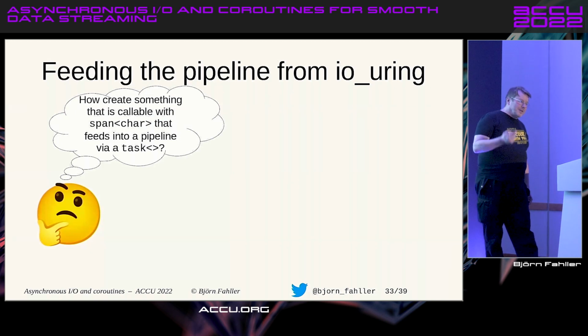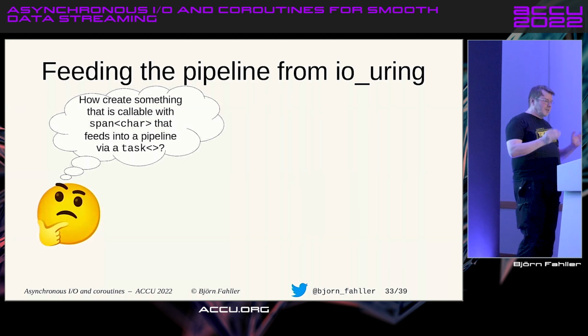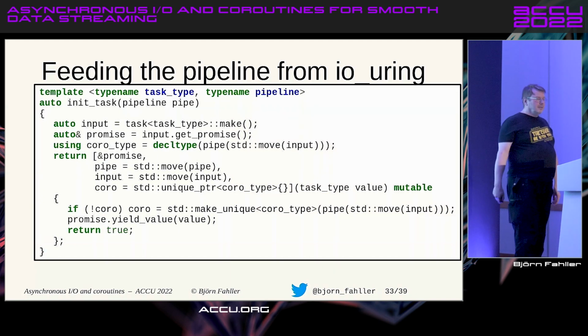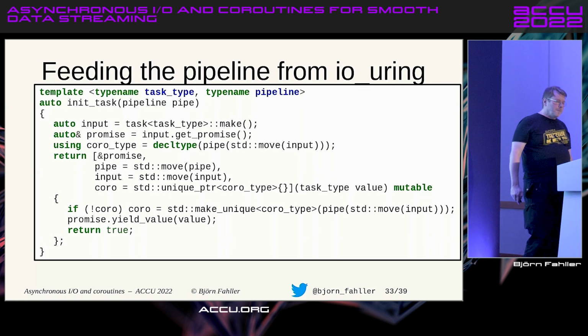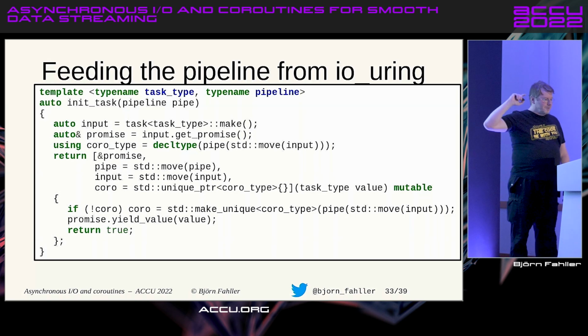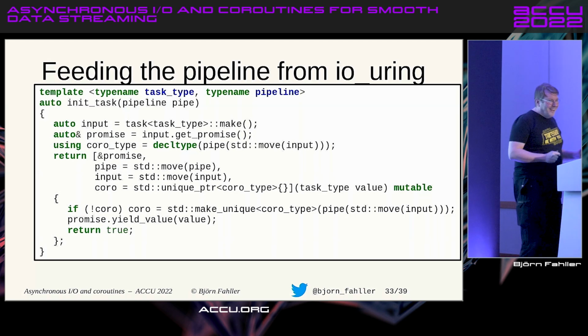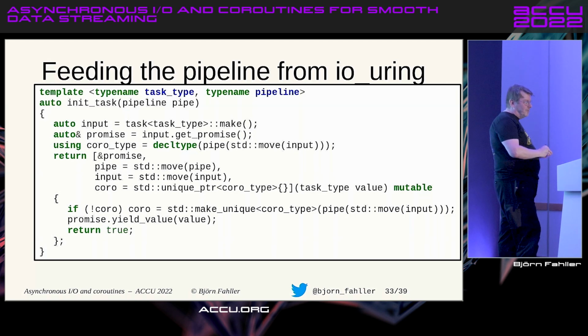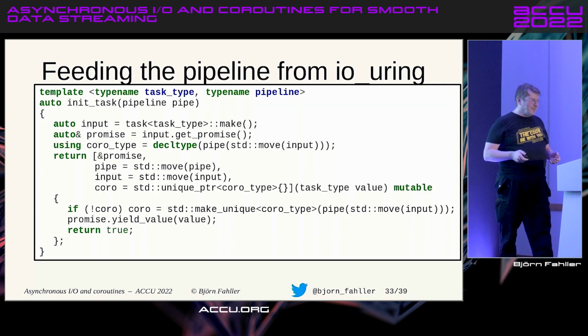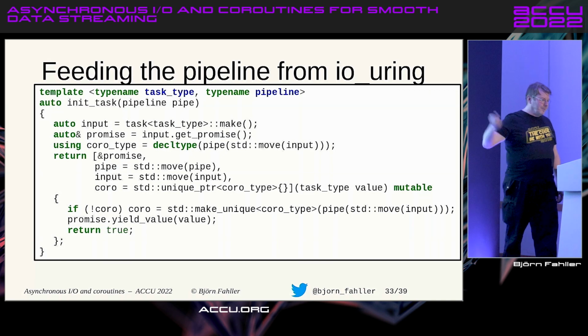So then we have the next problem. How do we create something that is callable from a span of char that feeds into a pipeline via a task of span of char? And I came up with this pretty darn horrendous construction. And the reason this is so horrendous is that I had a solution that was very simple, very elegant, very easy to understand, and dead wrong, as I discovered on Wednesday evening. So I panicked a little bit. And I wrote this horrible thing, which I'm not very proud of, but it works.